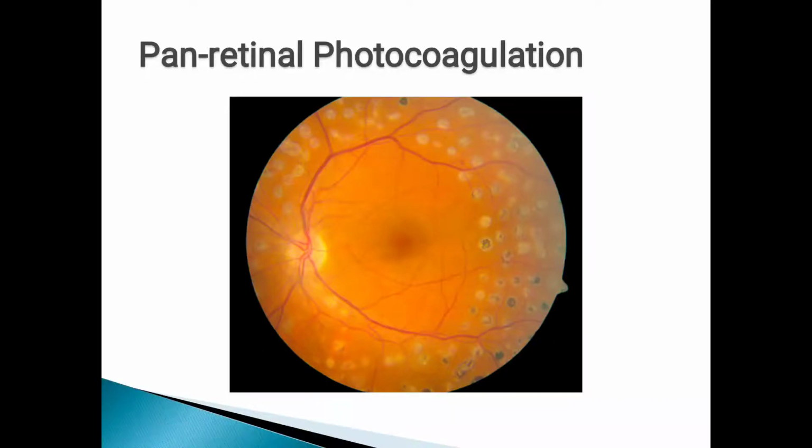If we apply confluent burns, then the patient's peripheral vision will go completely, so we don't want to aim for that. What we are doing is we are applying burns one width apart. For example, if the spot size is around 500 micrometers, we apply one spot here, then we have to leave a gap of 500 micrometers and apply another spot. So the distance between the two spots is equal to the size of the spot. So equally spaced laser spots are applied all over the retina. That is the basic funda of pan-retinal photocoagulation.